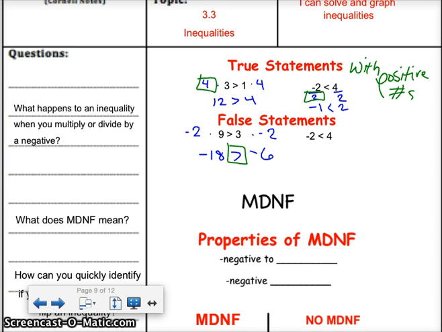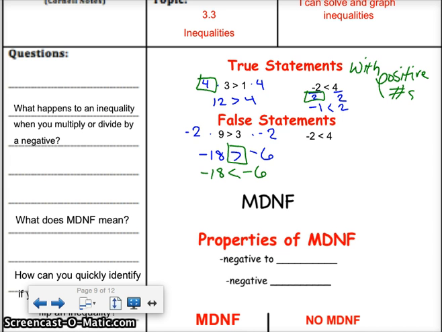So in order to maintain the truth of the inequality, you have to flip this. So it would really be negative 18 is smaller than negative 6. Because what happened is I went through by a negative number, and that's okay because algebra does that all the time. But then it made a false inequality statement, so I had to turn it back into a true statement, so I flipped my inequality.